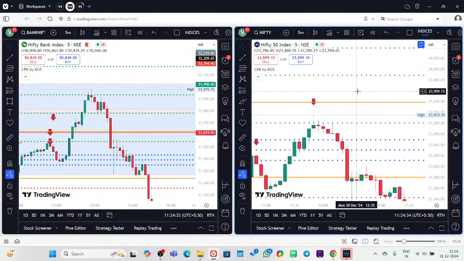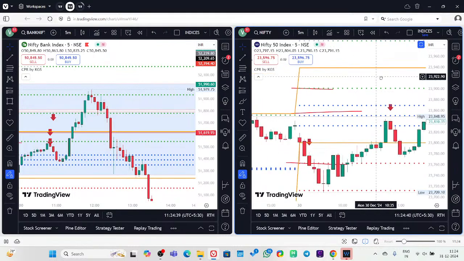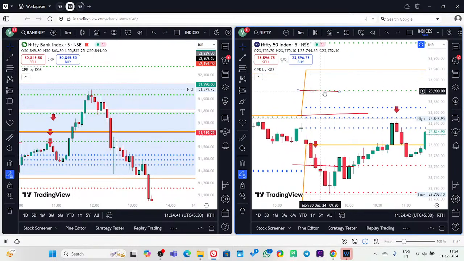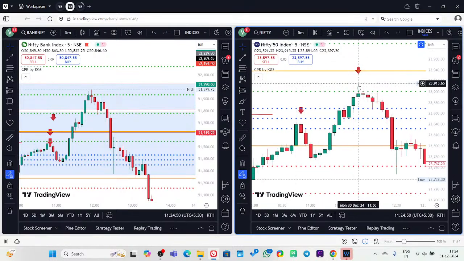Okay, as per this system, the perfect entry is at this candle. Why? See, this is the highly profitable trade location for Nifty here. The price came here and made a rejection candle here. You can see this 1150 candle.